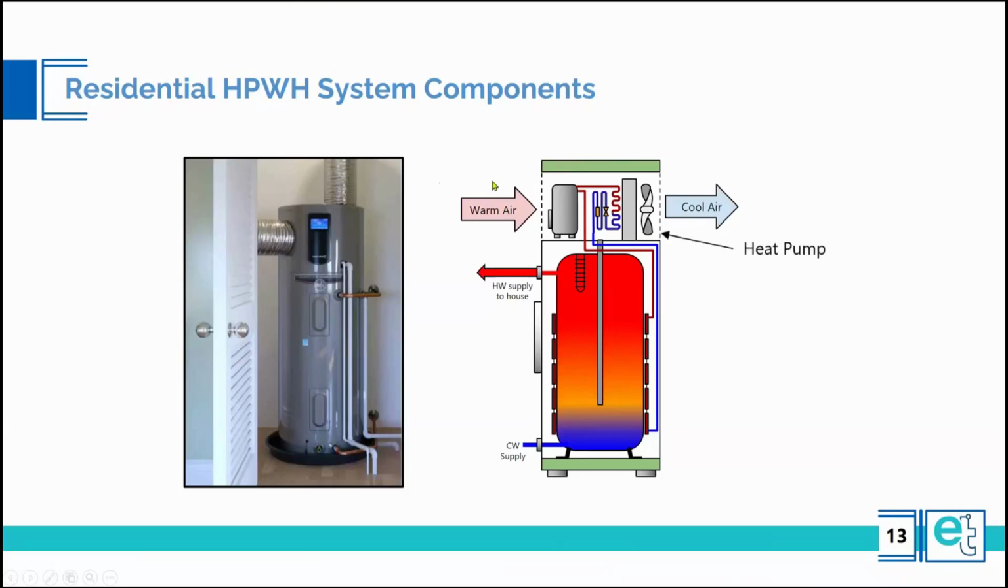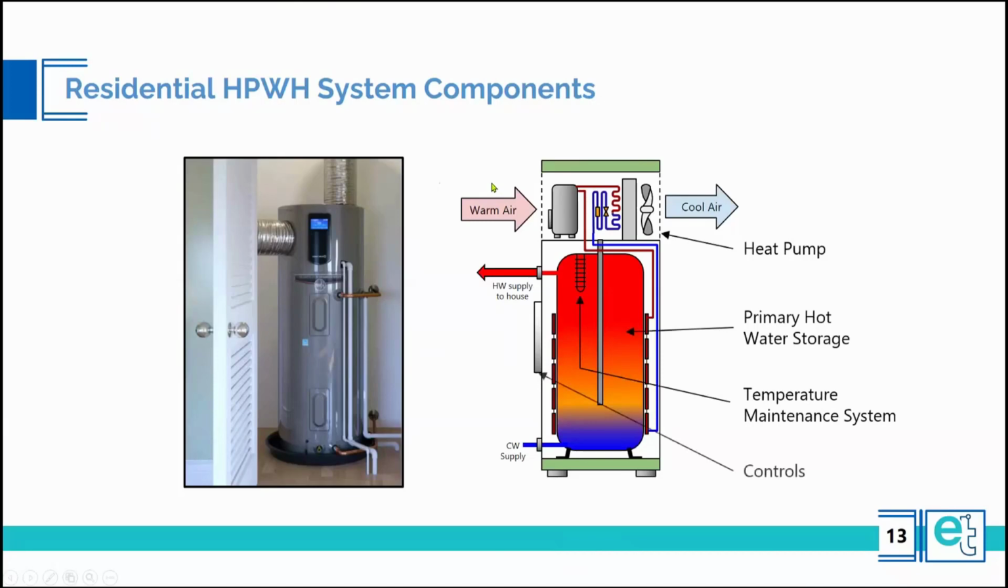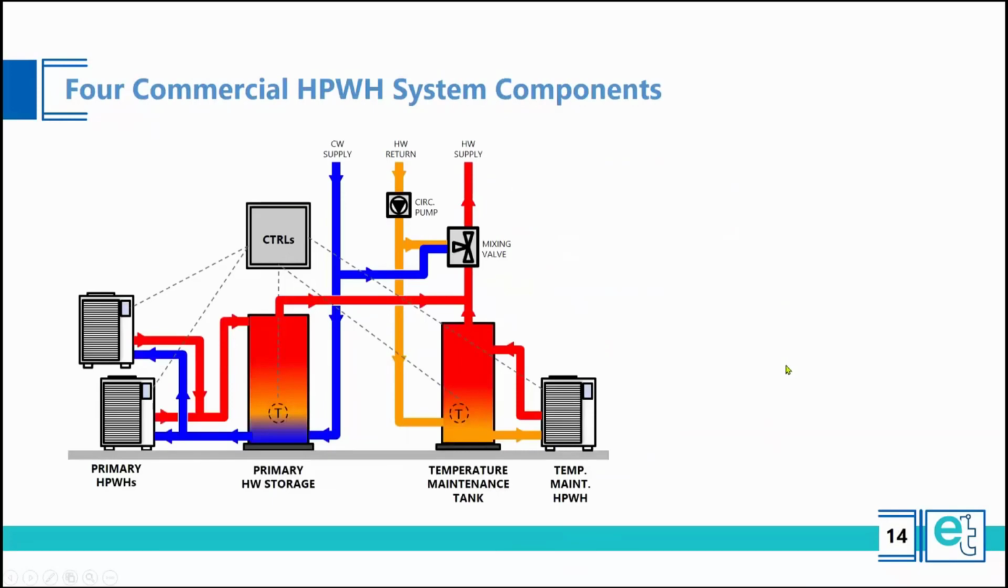So first thing we have is the heat pump. Next thing we have is the primary hot water storage. Next we have temperature maintenance. And then finally we have the controls. So for example, a residential heat pump water heater has four key components. On the commercial system, same thing. They're just spread out and bigger and more expensive.